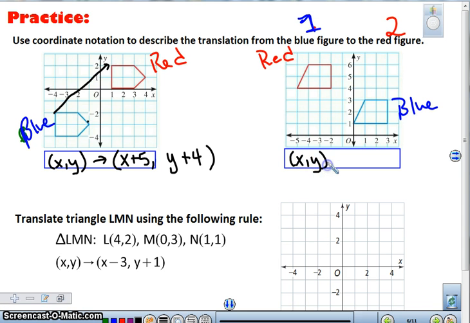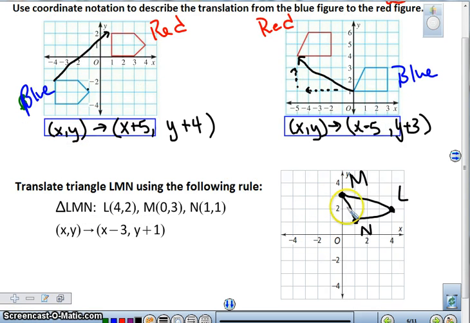I would like you to pause the video right now and try this one, and check with your shoulder partner. So pause the video. We're going to write our rule, and again, this time pick one of these points, and how did you move it? First, we might have moved it to the left, and then we might have moved it up. Think about your rule, and I'm going to have you pause the video and write that.